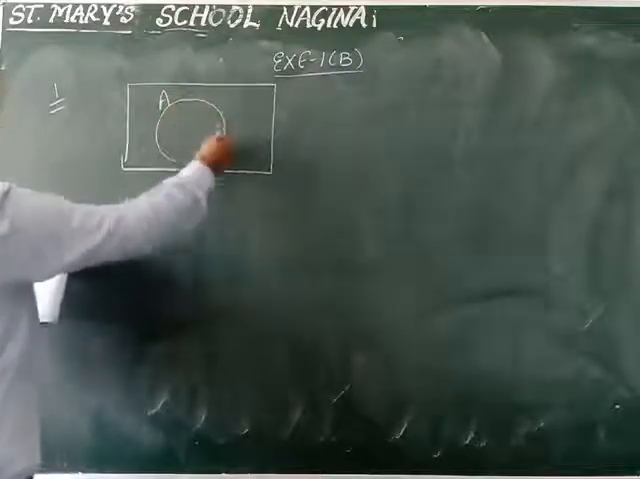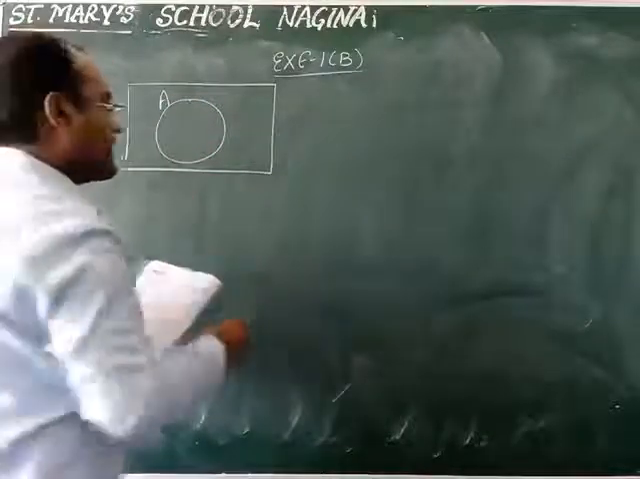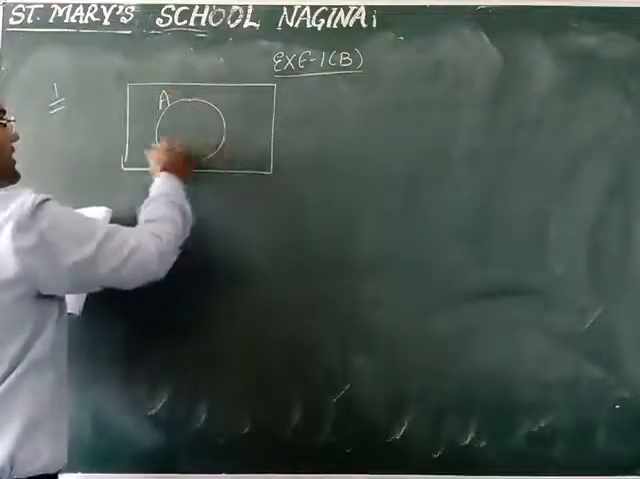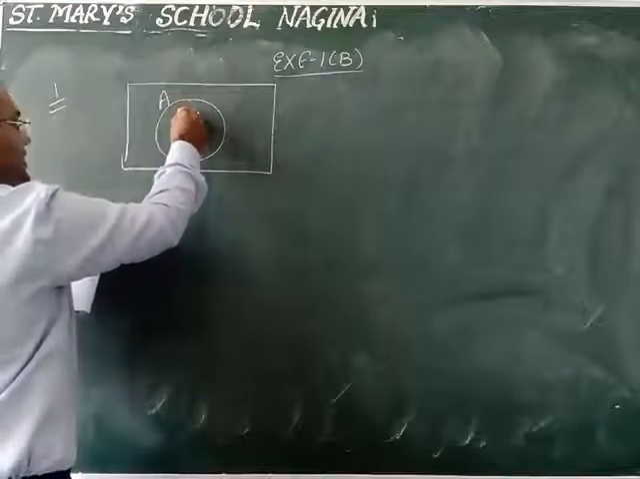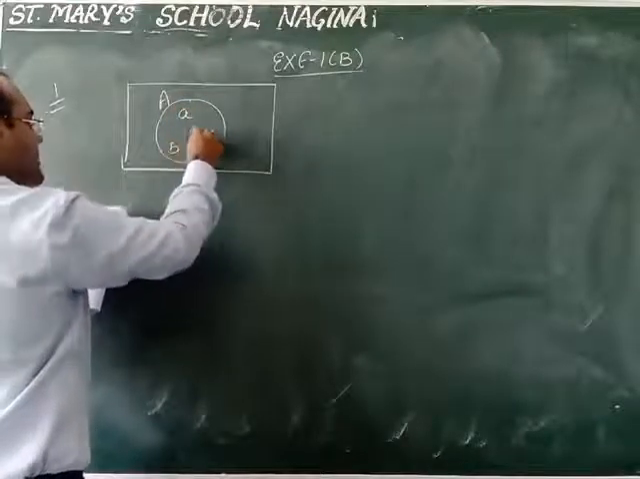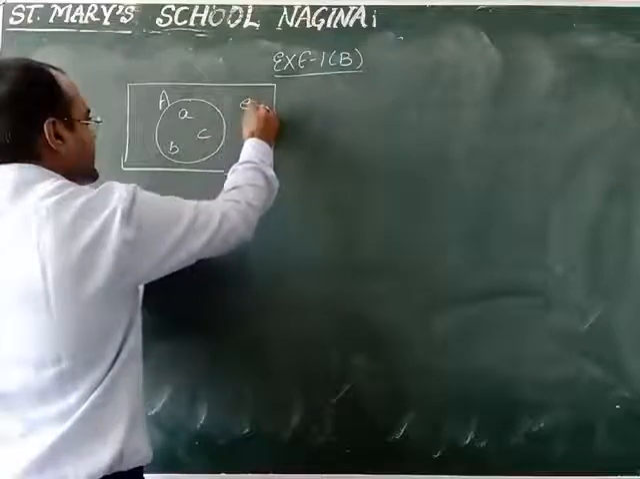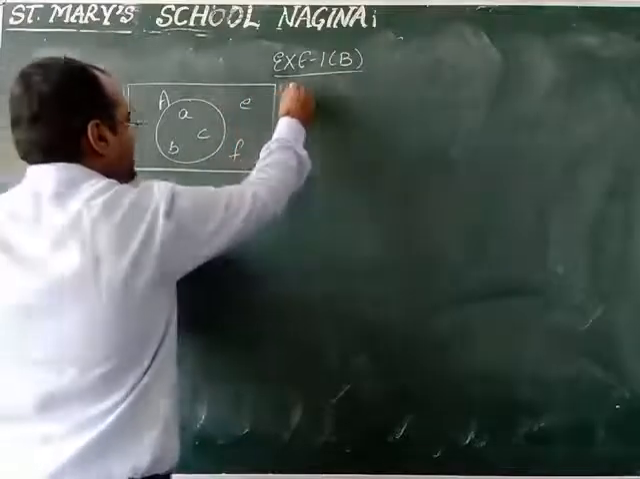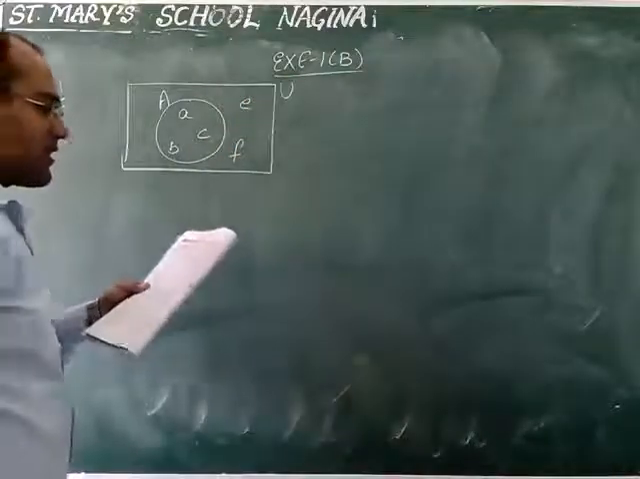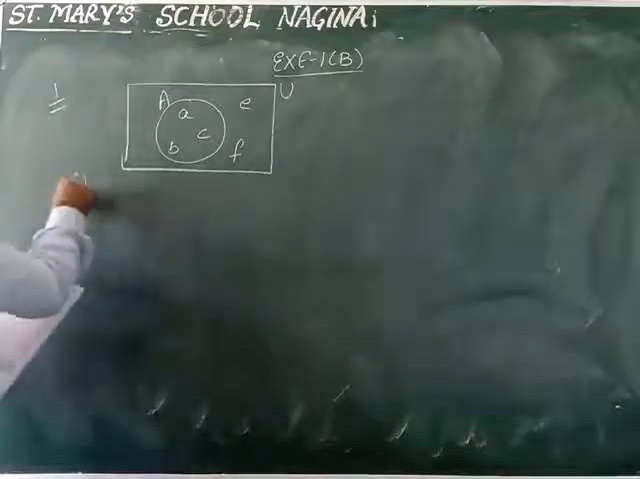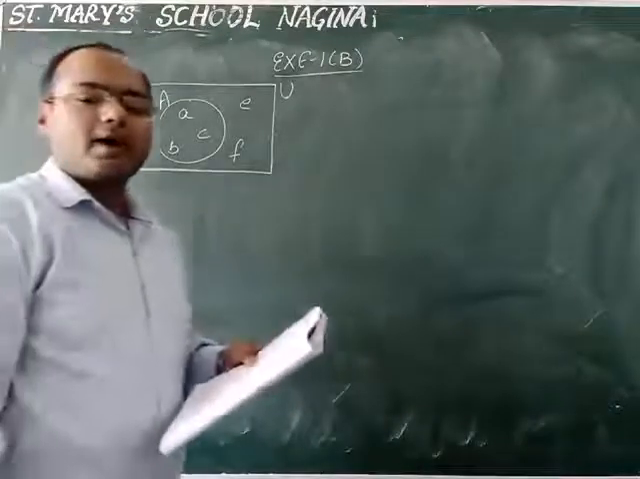This is the set A. This circle represents A set. Inside the A circle, A set, elements A, B and C are there. Outside, E and F are written, and here it is written U. First part is: you have to write the set A by roster method.